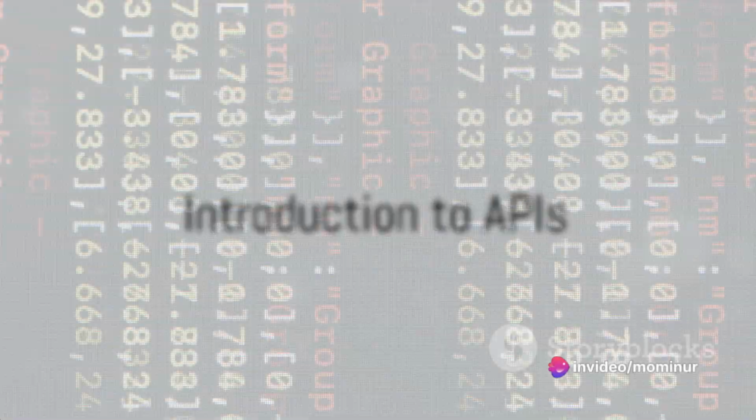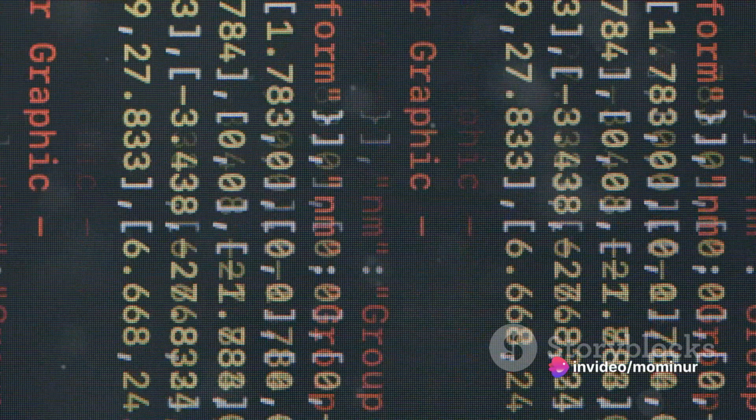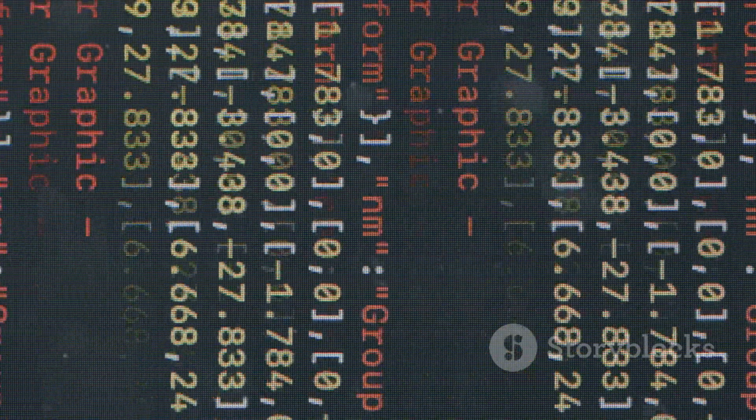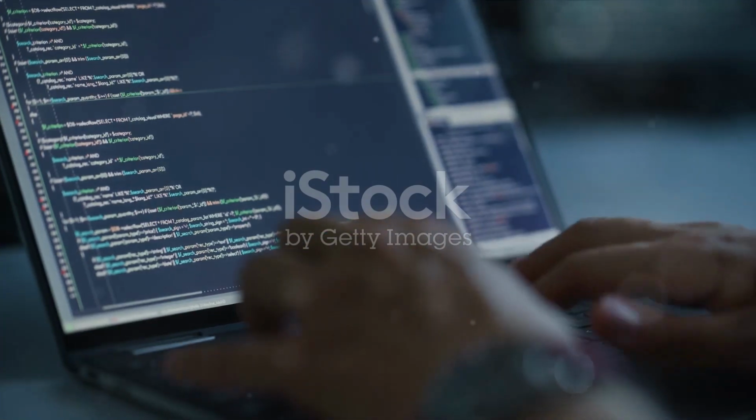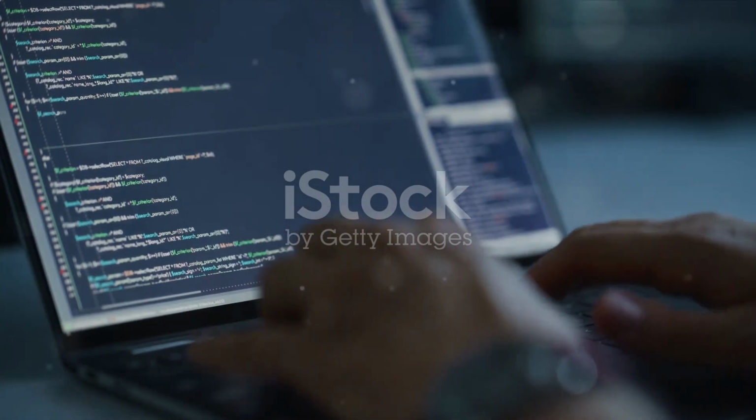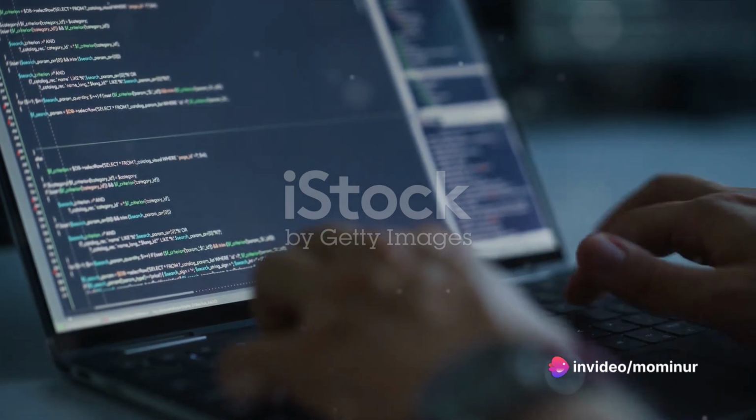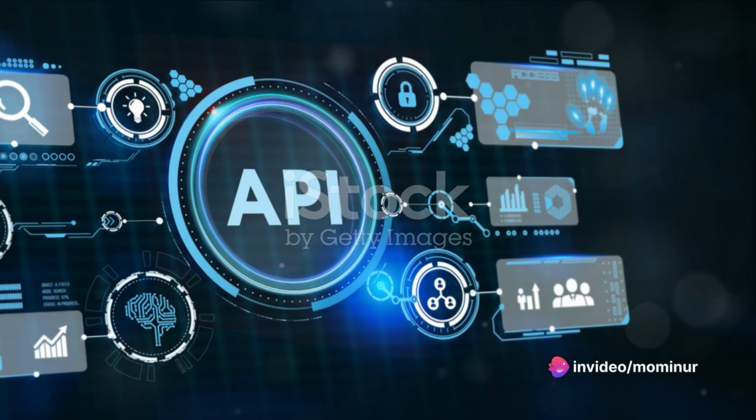Have you ever wondered how different software applications communicate with each other? If you have, then you're about to uncover the magic of APIs, or application programming interfaces. These are the unsung heroes of our interconnected digital world, acting as interpreters, translators, and couriers all rolled into one.